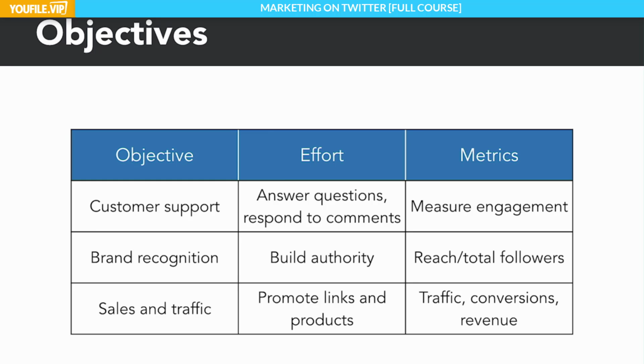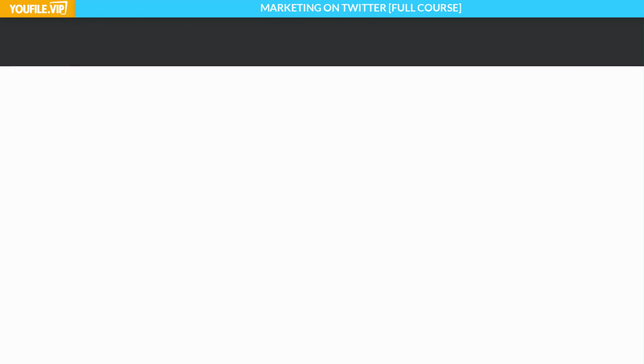Each objective is a great example of ways that businesses can utilize Twitter. And once you've established that marketing objective, you can then create content that makes sense for that objective. And then you'll know how to actually measure if you're being successful or if you need to tweak your efforts.